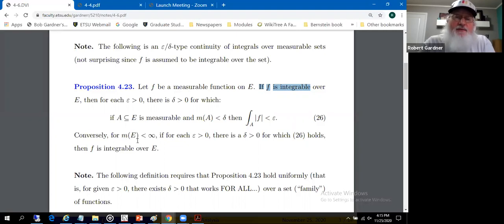Now the converse of that. There's a finite measure hypothesis again for the converse. If the measure of E is finite, then in that setting, if for each epsilon greater than 0 there's a delta greater than 0 such that this occurs, then f is integrable. So if f is integrable, you can do this. If set E is finite in measure and you can do this, equation 26, then f is integrable. So I can take this "if" and throw in an "if and only if" around about here. Whoops. Provided E has finite measure.